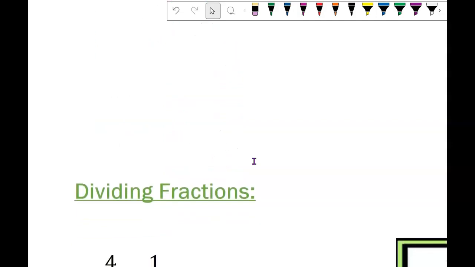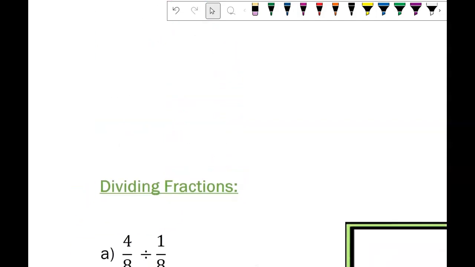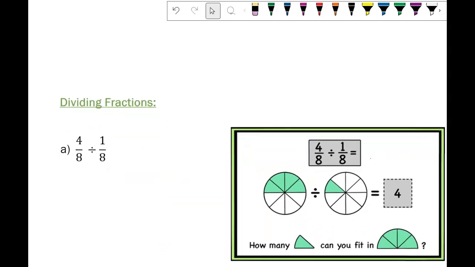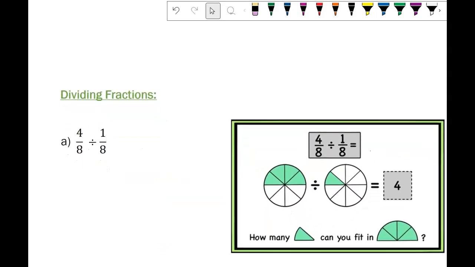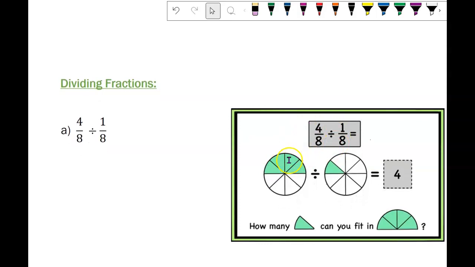Now let's think about dividing fractions. I have a visual here to help you. So we've got the fraction of 4/8. Here is a pie, divided into 8 sections, and 4 of them are highlighted. And I want to know 4/8 divided by 1/8.